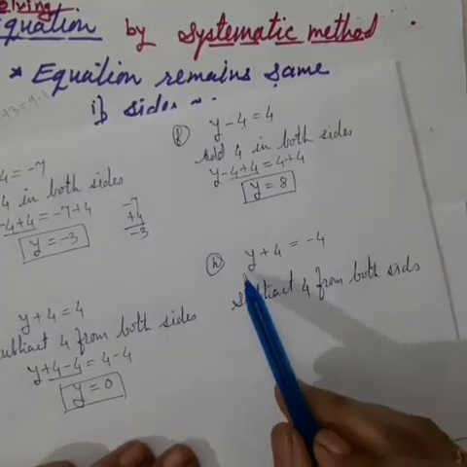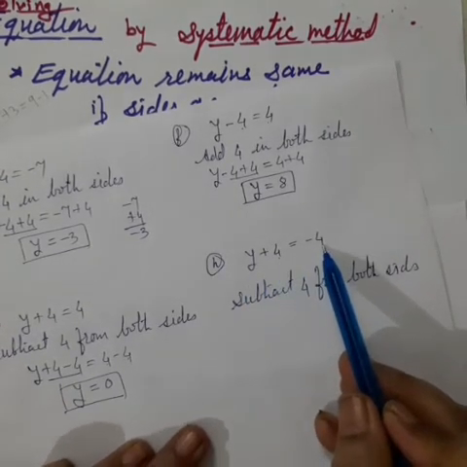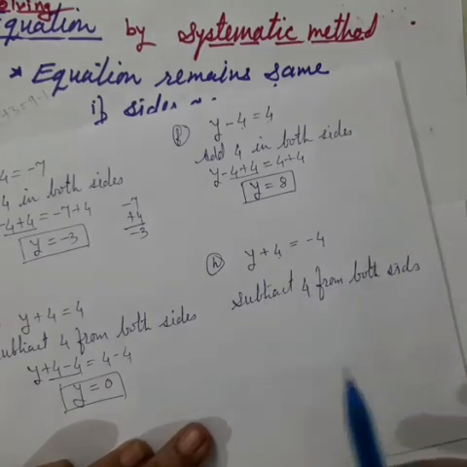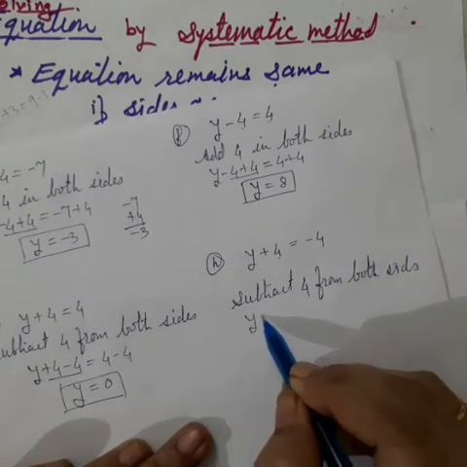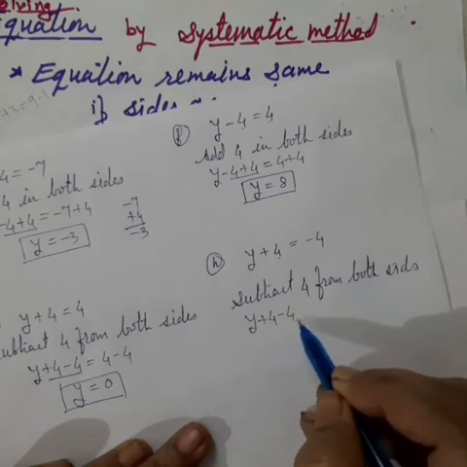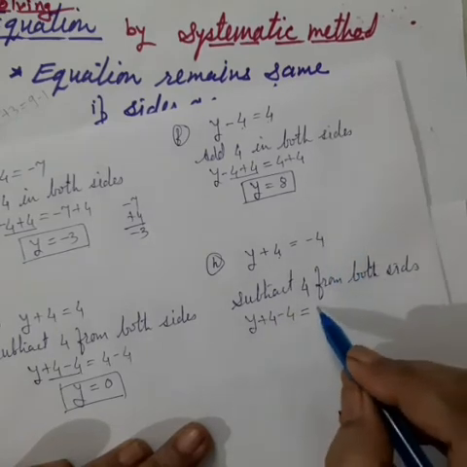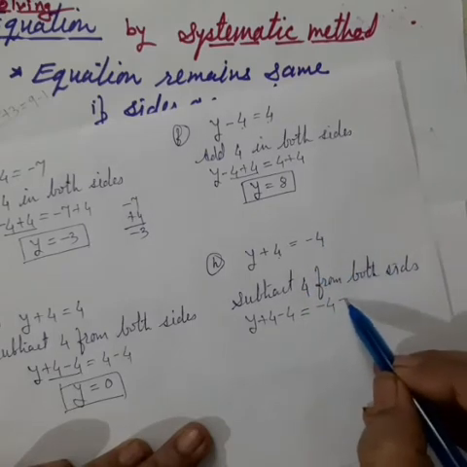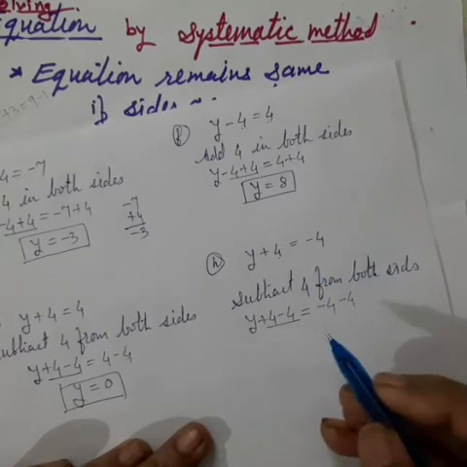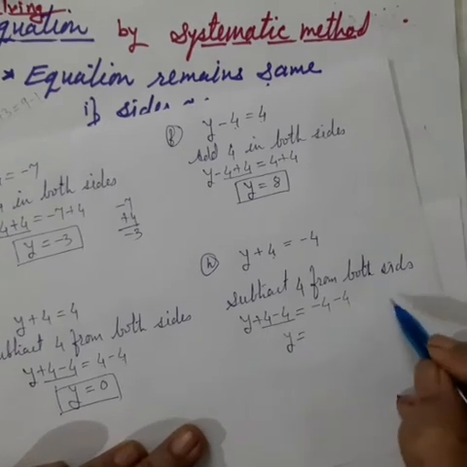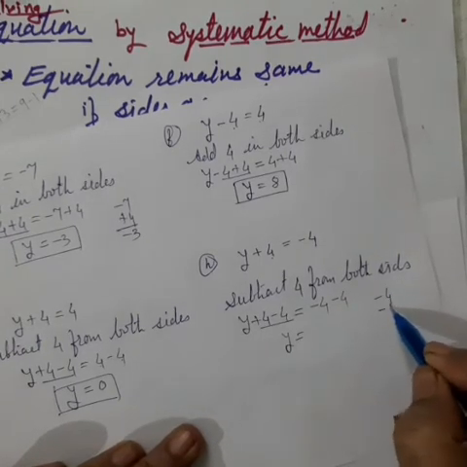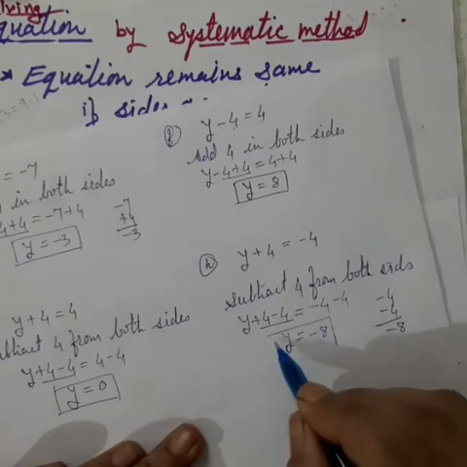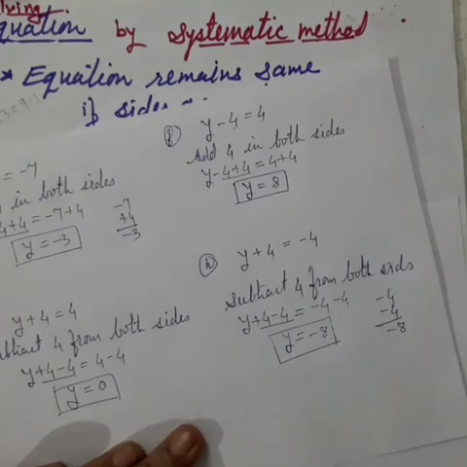Here y plus 4 equal to minus 4. Plus 4 we don't want, subtract 4 from both sides. So y plus 4 minus 4. Right hand side is minus 4. First we have to write right hand side and then subtract 4. So this will be 0. y equal to minus 4 minus 4. It will be minus 8.